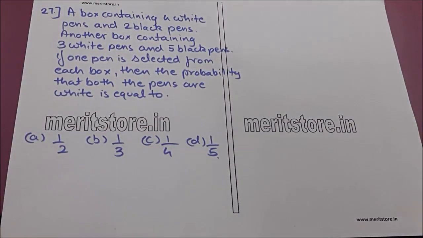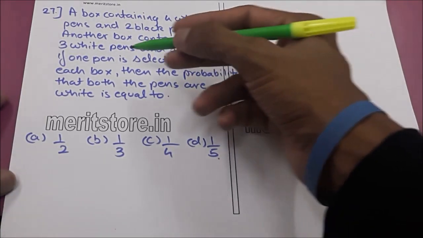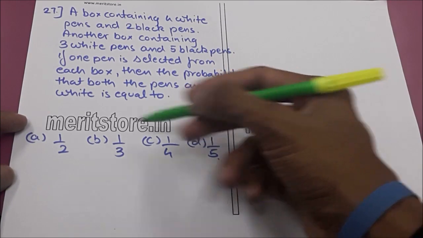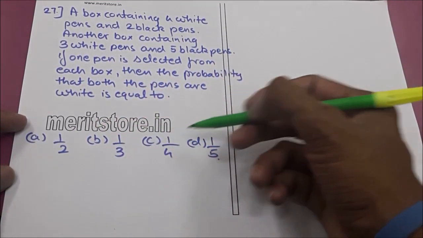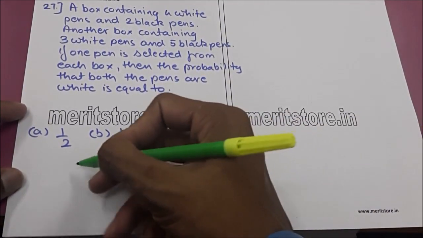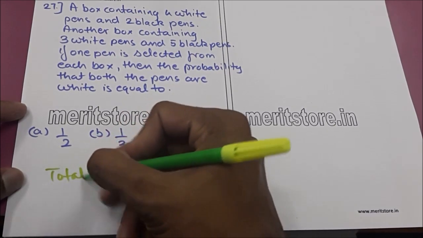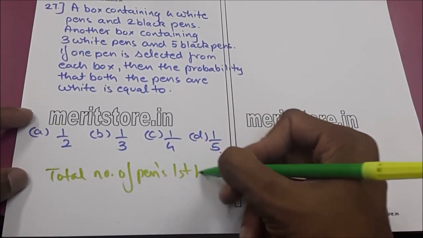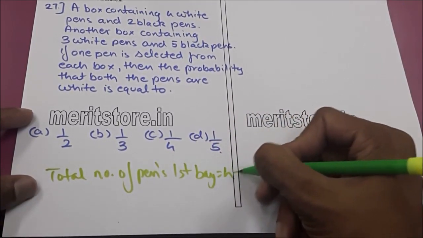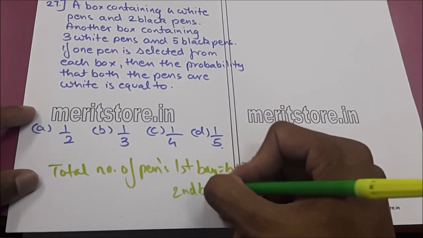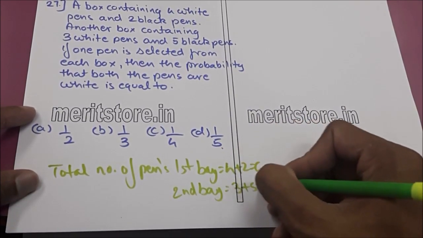Question 27. A box containing 4 white pens and 2 black pens, another box containing 3 white pens and 5 black pens. If one pen is selected from each box, then the probability that both the pens are white is equal to, we have 4 options, A half, B 1 by 3, C 1 by 4, and D 1 by 5. So total number of pens in the first bag is equal to 4 plus 2 is equal to 6, and the total number of pens in the second bag is equal to 3 plus 5, which is equal to 8.